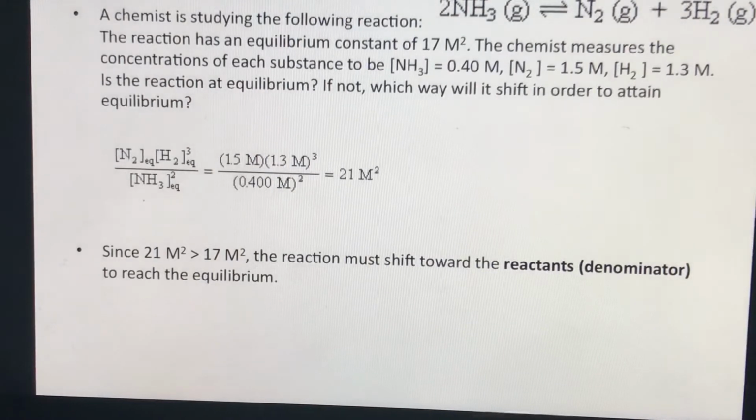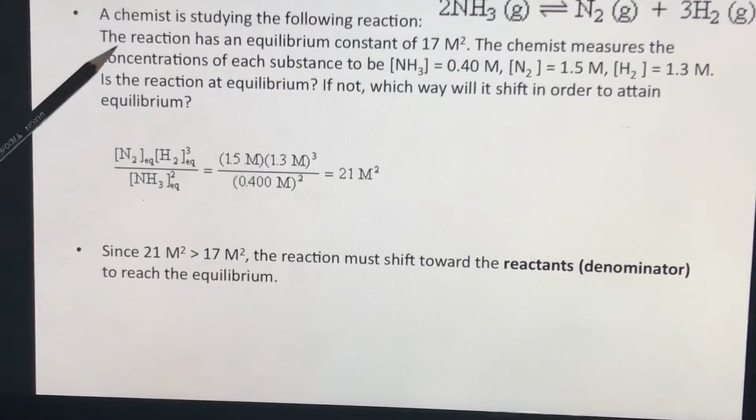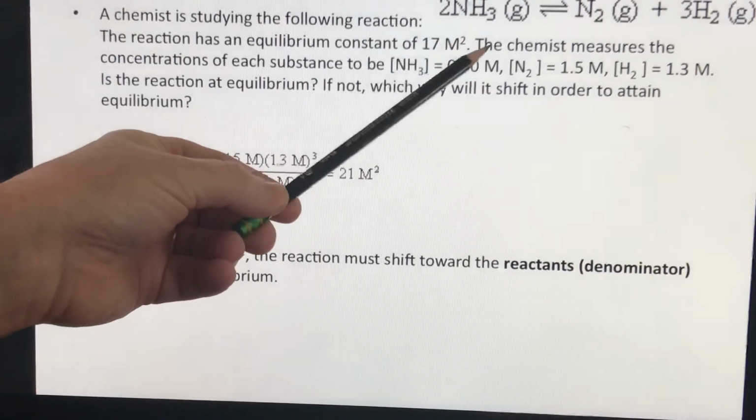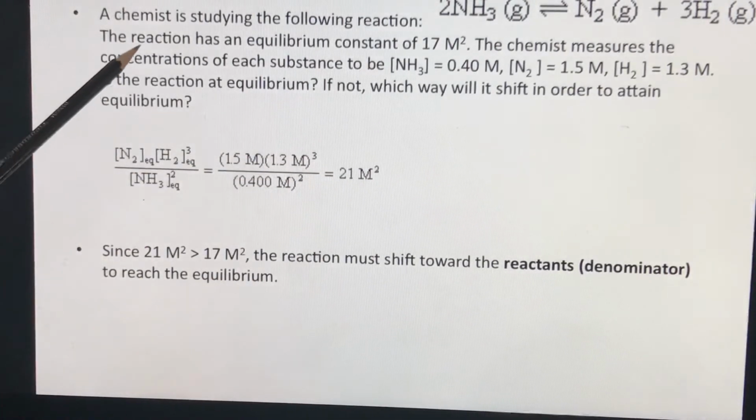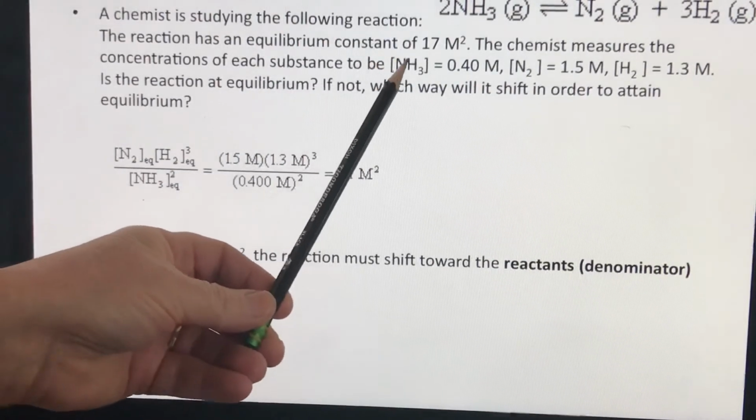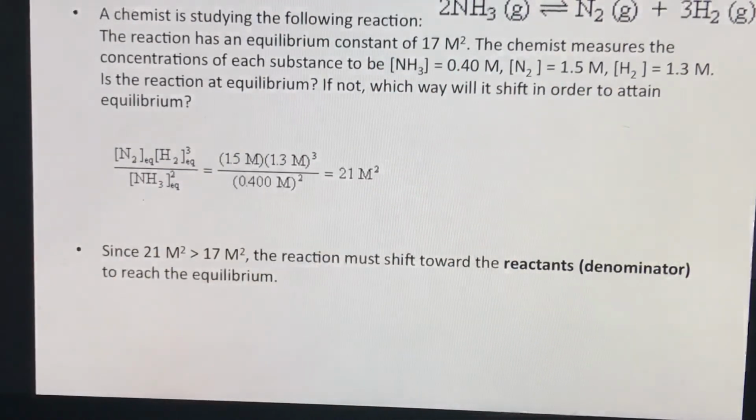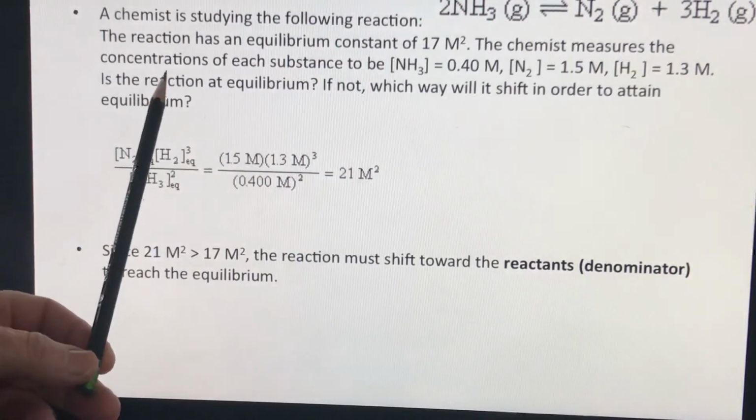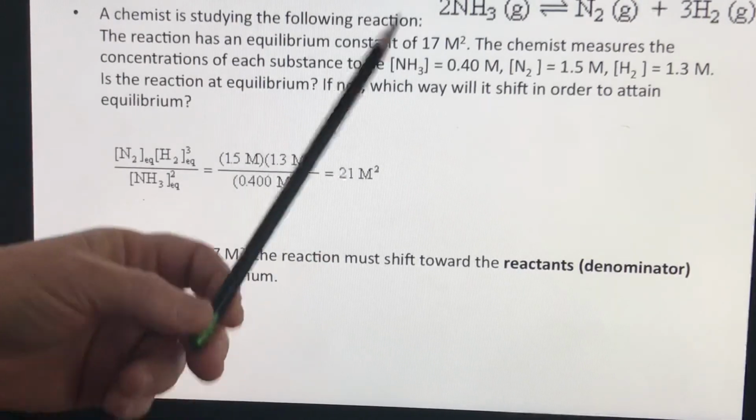All right, now let's look at On Your Own 15.7. It says a chemist is studying the following reaction. So we have ammonia yielding nitrogen gas and hydrogen gas, and they're all in the gas phase. The reaction has an equilibrium constant of 17 molarity squared. The chemist measures the concentration of each substance, and then we're provided with their concentrations in this situation. So we have to determine if it's at equilibrium or not.